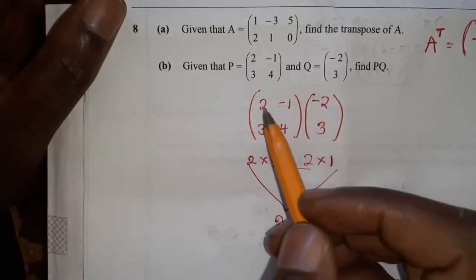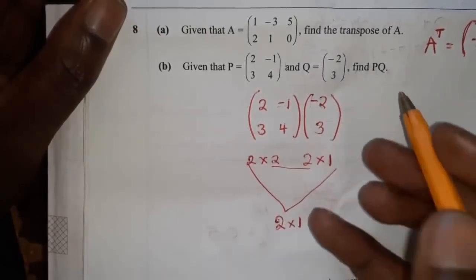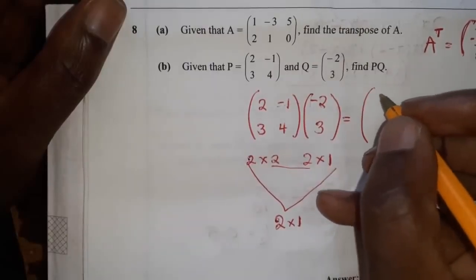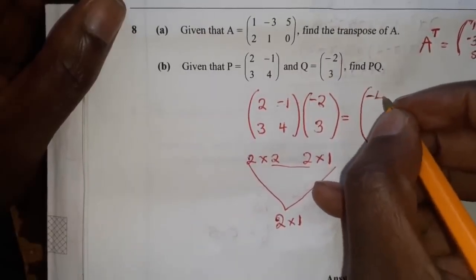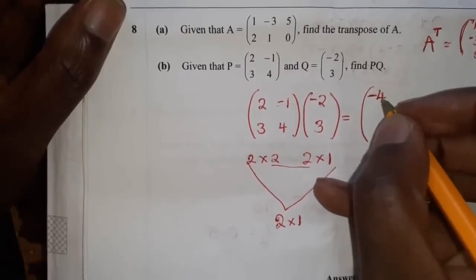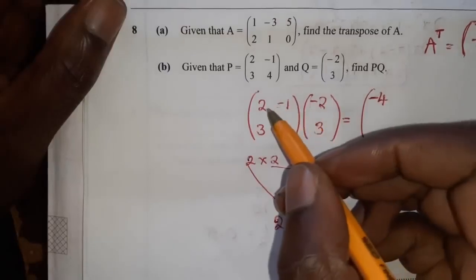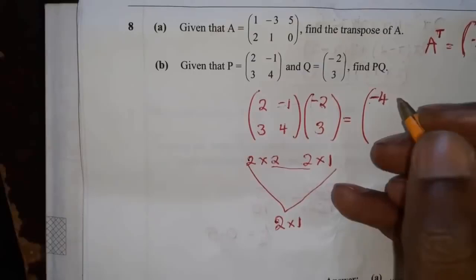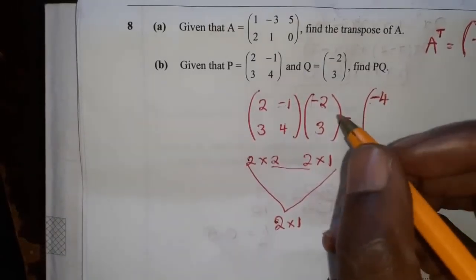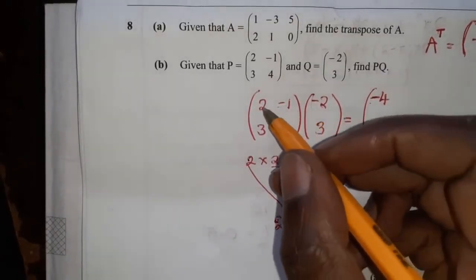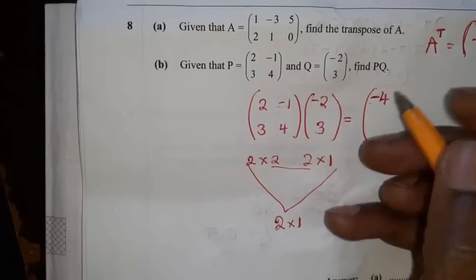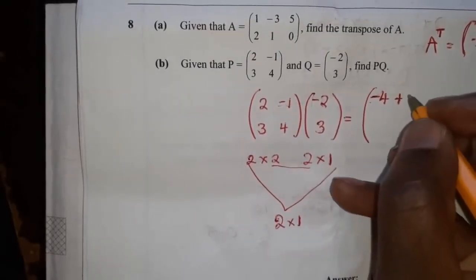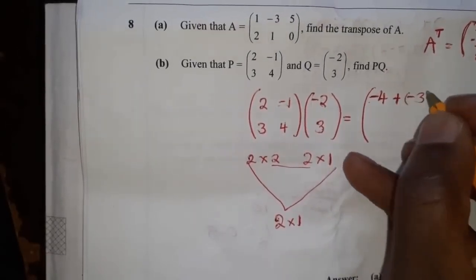Row by column, meaning 2 multiplied by -2, what do we get? 2 multiplied by -2, we're getting -4. Please let me know. It's easy that we can make mistakes here. 2 by -2, we get -4. Then -1 multiplied by 3, we need to get -3.